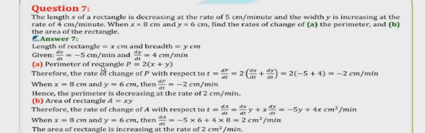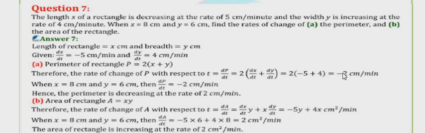Now what is the perimeter? P is equal to 2 into length plus breadth. So P is equal to 2 into x plus y. We have to find the rate of change, means dP by dt. dP by dt will be 2, which is constant, into dx by dt plus dy by dt. dx by dt is given, dy by dt is given.